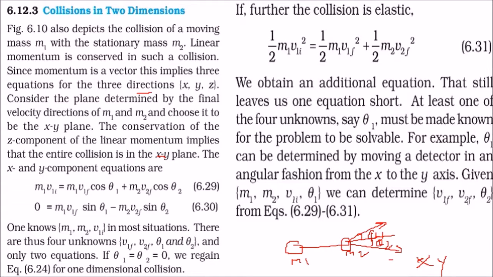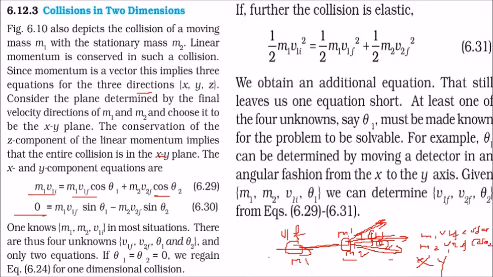So the xy components will be something like this. M1 with V1F strikes. When M1 goes in this direction, it has a horizontal component, M1 V1F cos theta 1. And how about M2? It goes like this, so it has a horizontal component, M2 V2F cos theta 2. This horizontal component will be the initial, and these two added. How about the vertical component? It is going in the horizontal direction, so there is no vertical component. It will be 0.